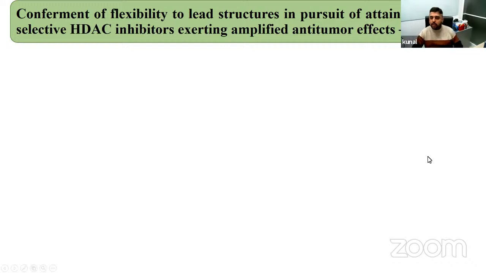And now this is the second part. In the first part, we made sure that the structure becomes rigid. In the second part, I'll be showing how we made sure that the structure is not rigid. The structure becomes flexible. So it is like two contrasting methodologies that opted for two different scaffolds.